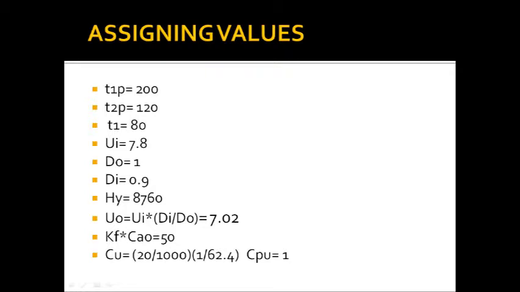8,760 hours per year. U sub O, which is calculated by U sub I times D sub I over D sub O, is equal to 7.02. Kf times CAO is equal to 50. C sub U is equal to 20 divided by 1,000 times 1 over 62.4, and CPU is equal to 1.